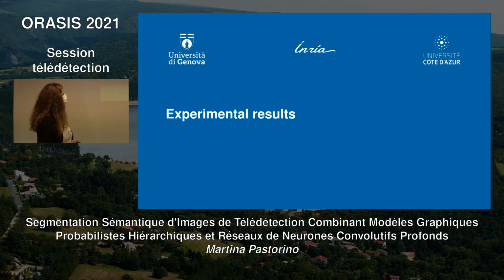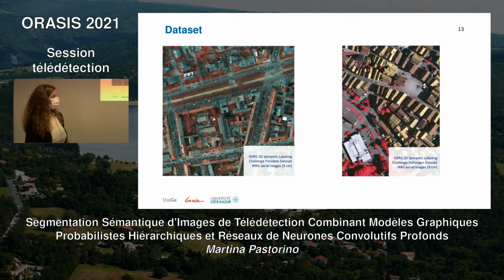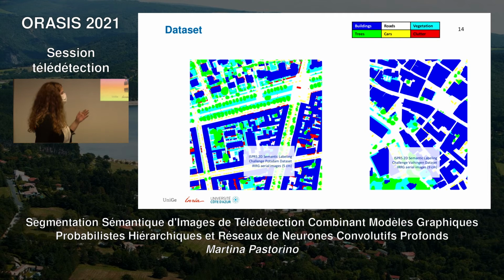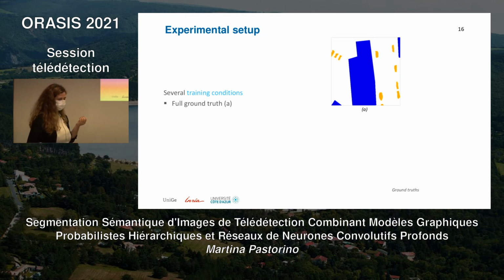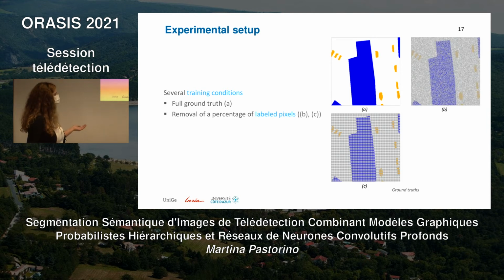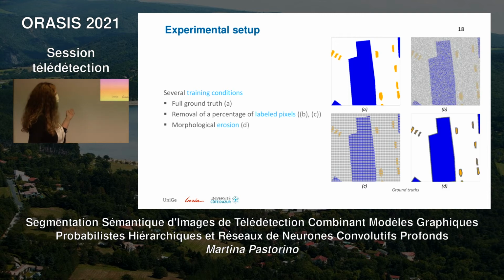Now moving to the experimental results, the algorithm was validated with the 2 ISPRS 2D semantic labeling challenge datasets over the 2 cities of Potsdam and Vaihingen in Germany. They are datasets made of near-infrared, red and green images with a spatial resolution of 5 and 9 centimeters per pixel, respectively. These are ideal datasets, which means that the ground truths are spatially exhaustive. Therefore, in order to approach the actual case of sparse ground truth, we consider several training conditions. At first, the full ground truth was considered as a baseline, and then we removed a percentage of labeled pixels, either randomly, as we can see in figure B, or in blocks, as we can see in figure C. And finally, we added morphological erosion.